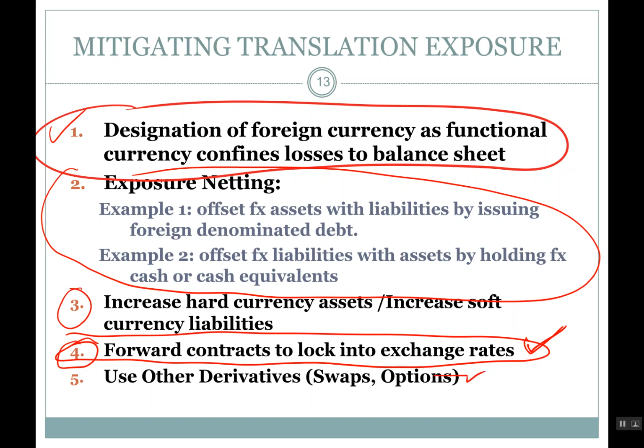And then you can also use options and swaps. We'll talk about that a little bit later. So for number 3, just real quick, increasing the hard currency assets, that makes sense. Increase the cash in something like dollars that you're expecting, like it's more consistent.